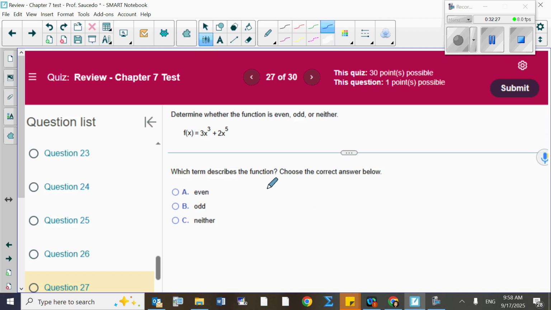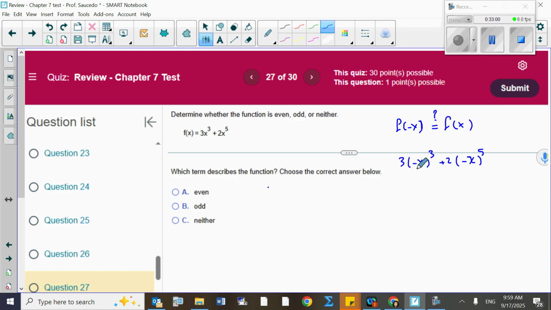I'm going to find f of negative x and see if it's equal to f of x or not. So is f of negative x equal to f of x? Let's try that. f of negative x means wherever you have x, plug that with negative x. So I have 3 times negative x to the power of 3 plus 2 times negative x to the power of 5.